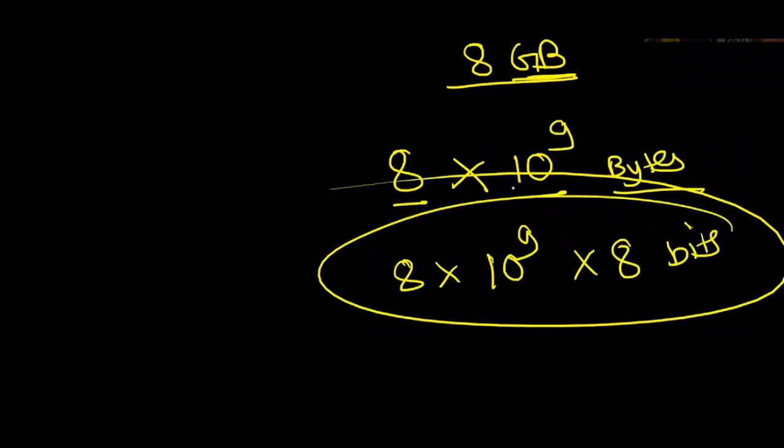What is 1 giga? 1 giga is 10 to the power 9. So 1 GB is 10 to the power 9 bytes, right? So how many bits in 1 GB? 10 to the power 9 into 8 bits, right? Because 1 byte is 8 bits. So how many bits can be stored in 8 GB? 8 into 10 to the power 9 into 8 bits.